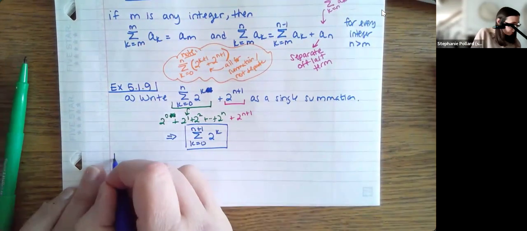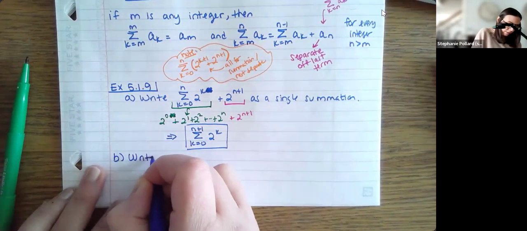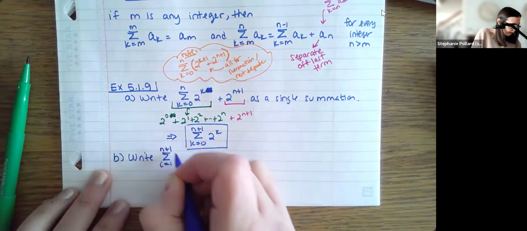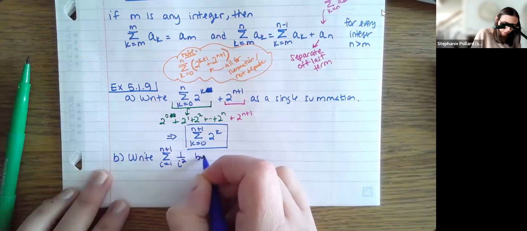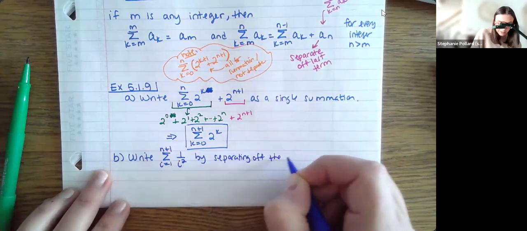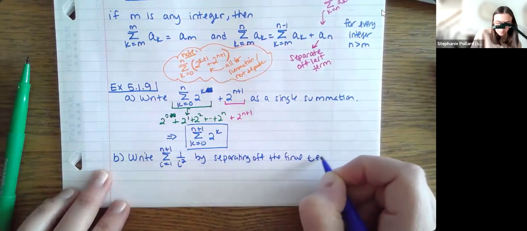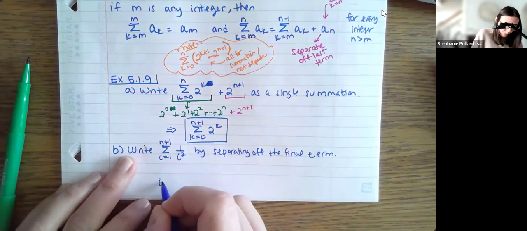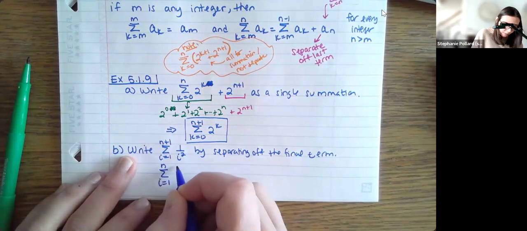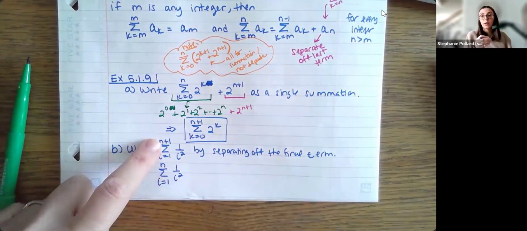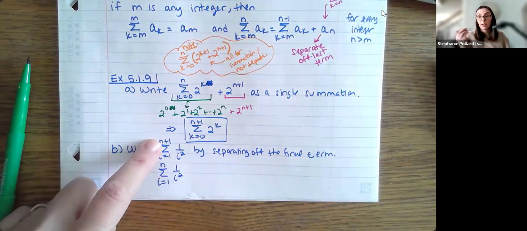And we can do it the other way as well. So let's write the sum from i equals 1 to n plus 1 of 1 over i squared by separating off the final term. So again, going the other direction. So now let's separate that final term off. So what's happening here is you're going to go all the way from 1 to n, right? Because this goes to n plus 1. So what's one unit down would just be n, right? n plus 1 minus 1 is just n.